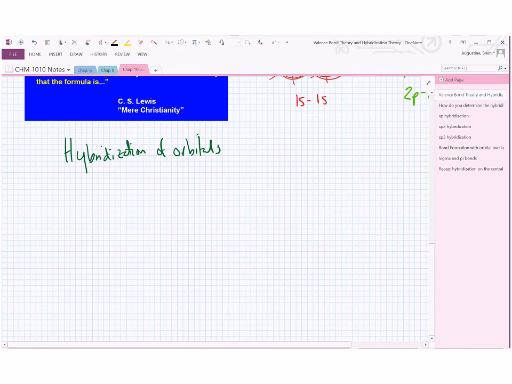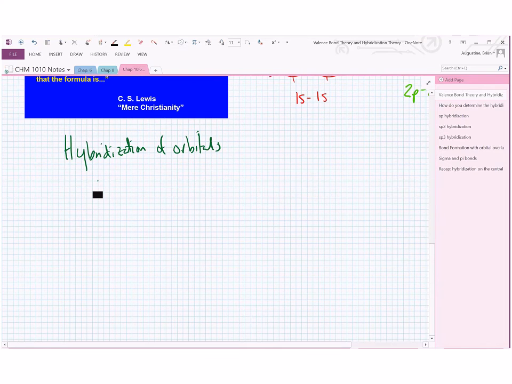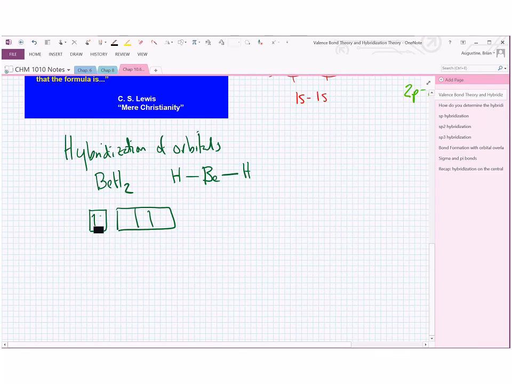Let me illustrate to you the problem then. So let's take beryllium dihydride as my example. All right, the Lewis structure for this, remember this is one of the molecules that can violate the octet rule. 2 hydrogens attached to a central beryllium. Now, beryllium, the electron configuration of the atom, looks something like this. 2s2, 2p0. Okay, there's no electrons in the p orbitals.